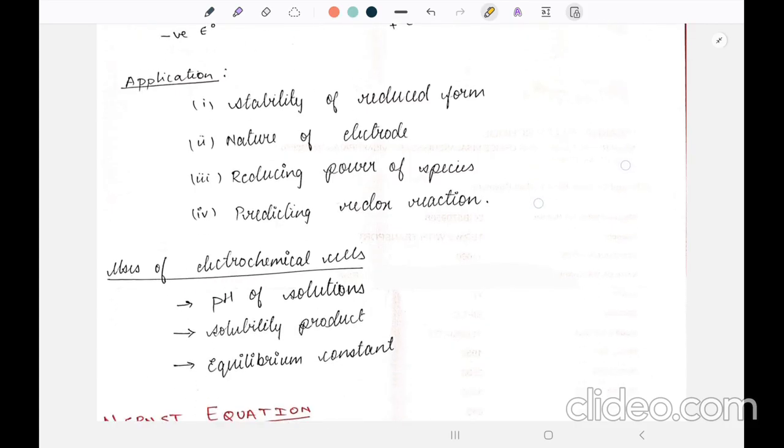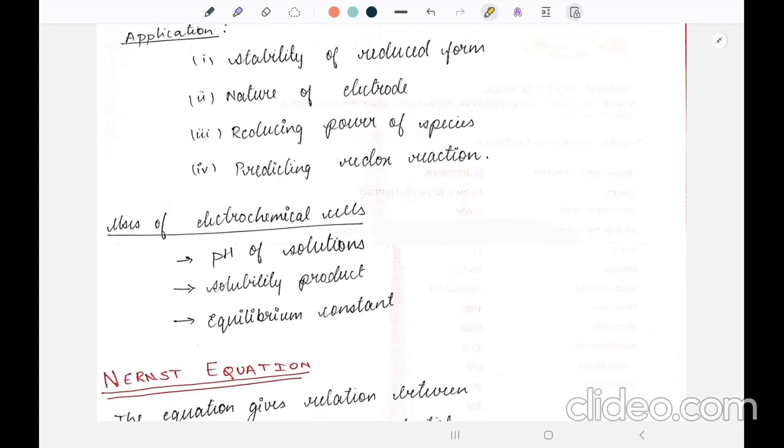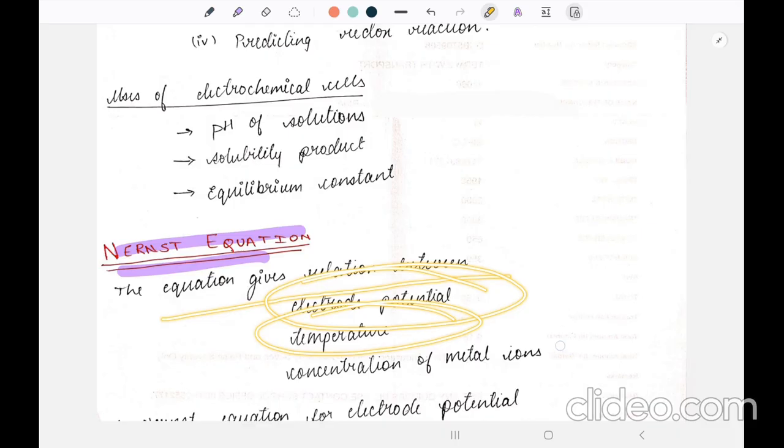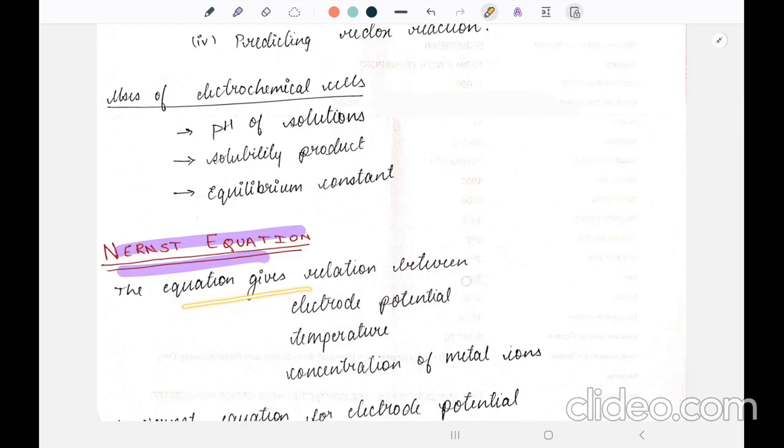Next, we'll study the uses of electrochemical cells. They are used for determining the pH of solutions, solubility product and equilibrium constant and other thermodynamic properties, and for potentiometric titrations. Now we'll study what is the Nernst equation. This is the equation which gives the relation between electrode potential, heat supplied and concentration of metal ions. So it is an equation which gives the relation between all the three factors.